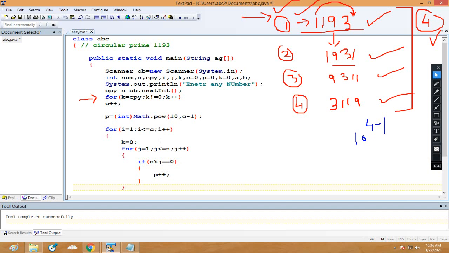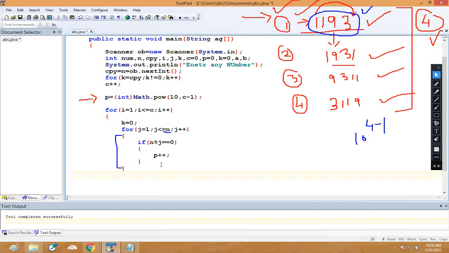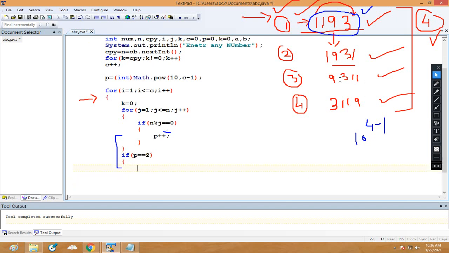So now first of all, in n we are having the actual number, that is your 1193. From here we are counting the number of factors of n. So first of all we are checking the actual number for prime. And now if it is prime, if p equals to 2, then what we are supposed to do? Then we are supposed to count.